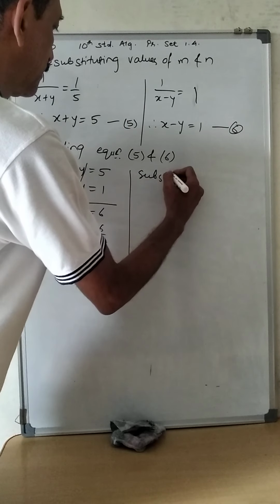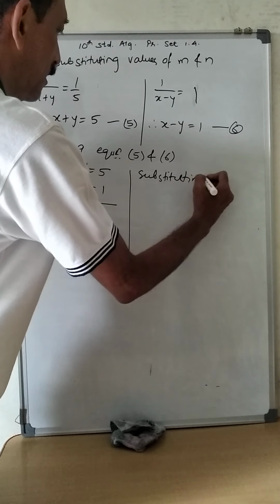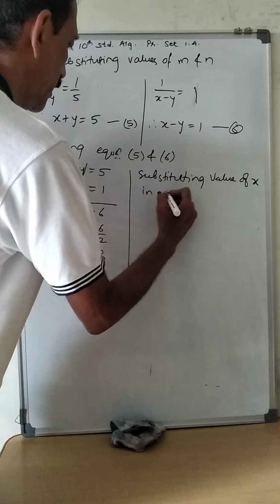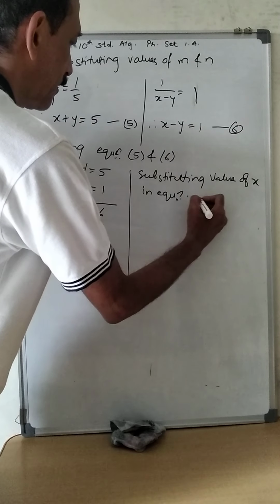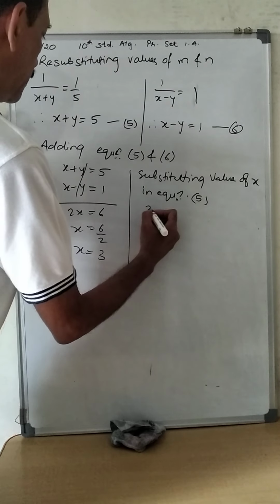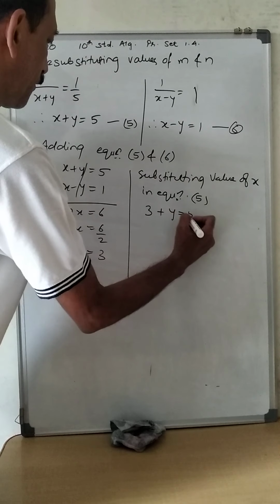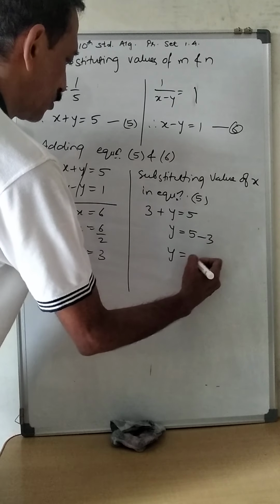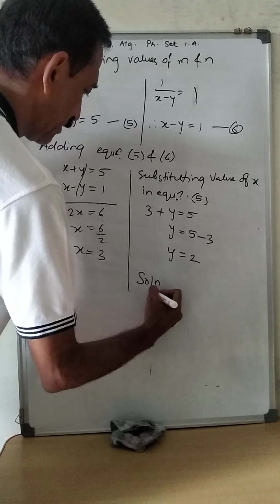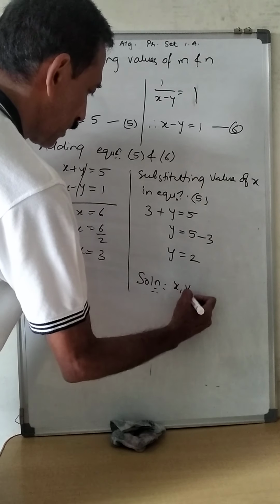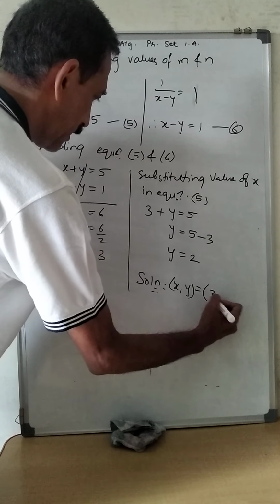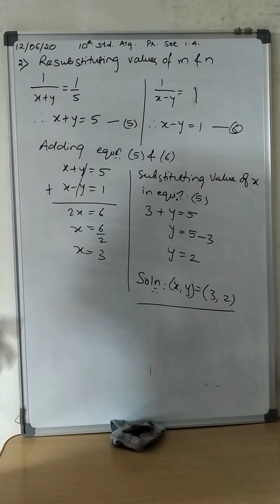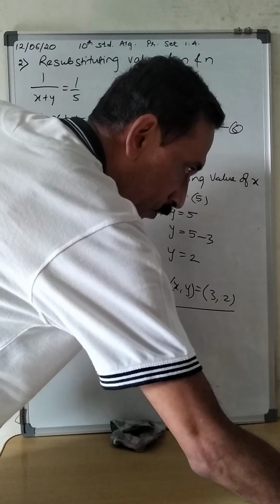So now we substitute the value of x in equation 5. So x is 3, 3 plus y is equal to 5. So y is equal to 5 minus 3. So y is equal to 2. So we get the solution (x, y) as (3, 2). This is the solution we get for the values of x and y.